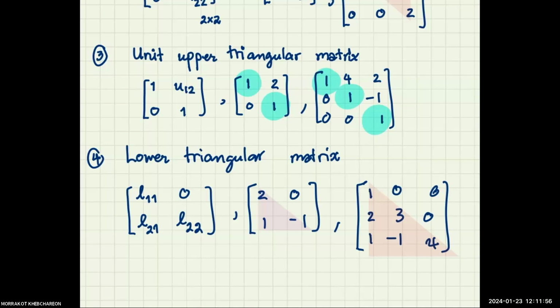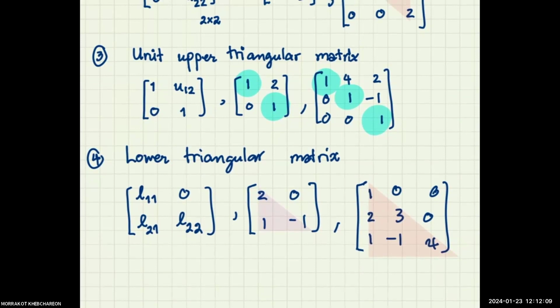And the other one is called the unit lower triangular matrix. What is the difference? The elements along the diagonal are 1. Okay, so I will call it the unit lower triangular matrix.